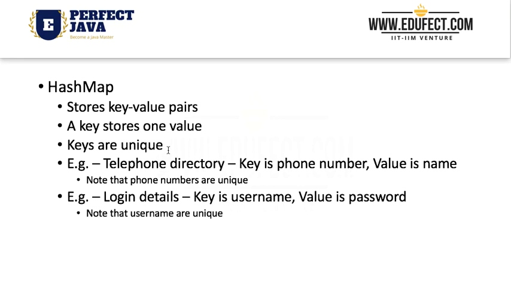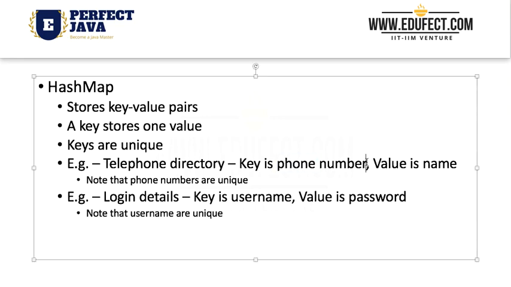So for example, where can we use a HashMap? A telephone directory can be easily stored in a HashMap where the key is what? Phone number. So the key is the phone number, and what will be the value? The name of the person whose phone number it is. And note that against one phone number we will have only one value, and the phone numbers will be unique. So in a telephone directory we do not have the same phone number for two people. So the keys are unique and we store one value against a key.